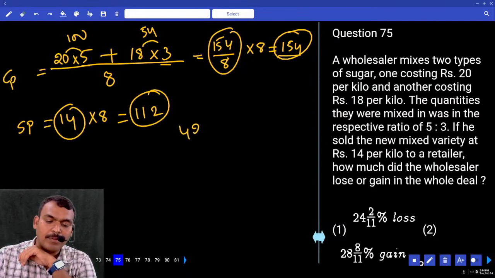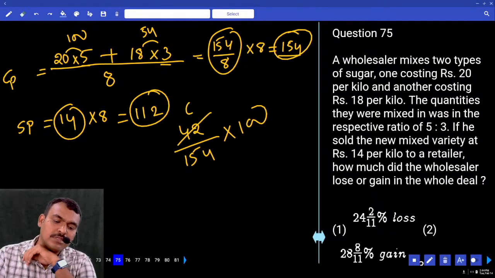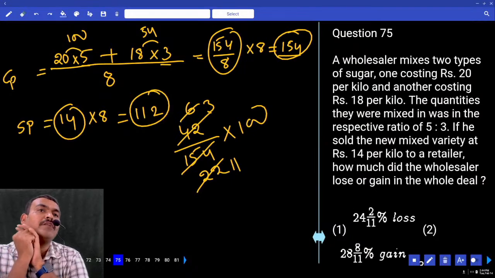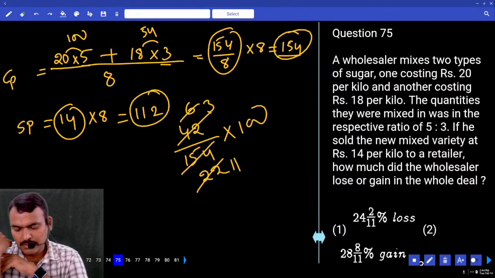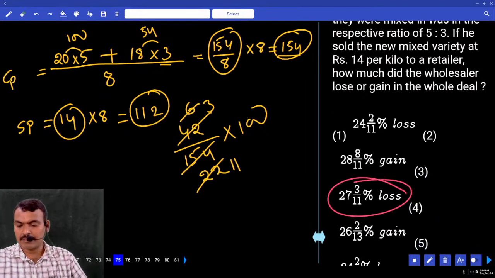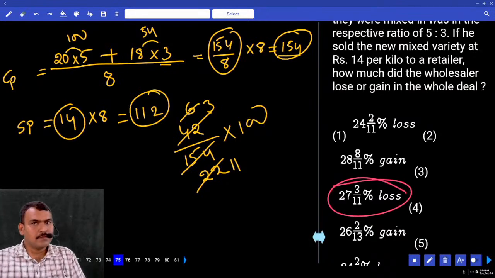42. 42 upon which one? 154 into 100. 7, how many times? 6 times. 7, how many times? 22 times. 6 by 22 means 3 by 11. 3 by 11. What is the 1 by 11 value? 9 1 by 11. 3 by 11 means 27. 3 by 11 percent. Loss or gain? Loss. Okay.